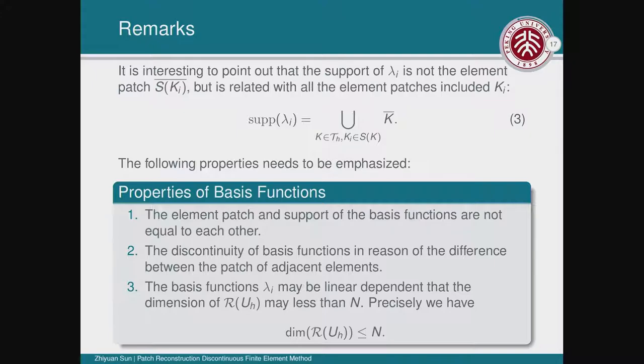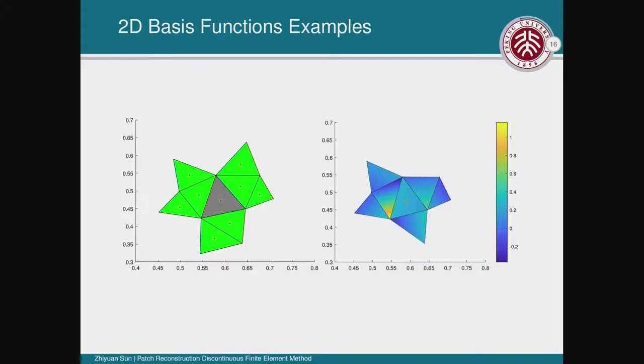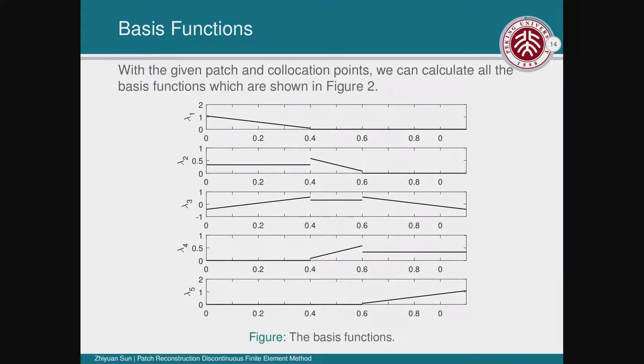And regarding the discontinuity of the basis functions, we can see that even in the two-dimensional case, it's not continuous along the element boundary. And for the one-dimensional case, the discontinuity comes from different element patches. It is continuous between K1 and K2 because they have the same element patch. So you can imagine you cannot get a different polynomial if you use the same element patch. But for K2 and K3, those element patches are different from each other, so you cannot get the same polynomials. So there is a discontinuity generated.